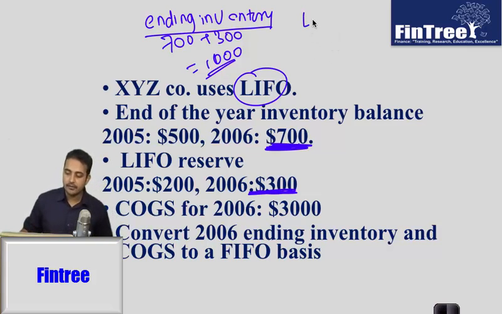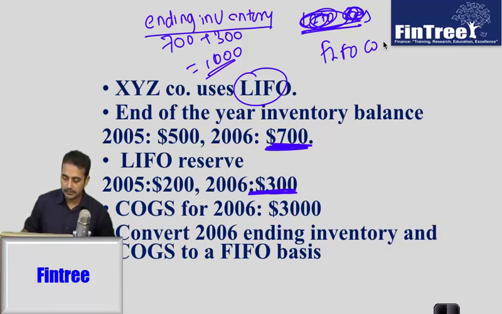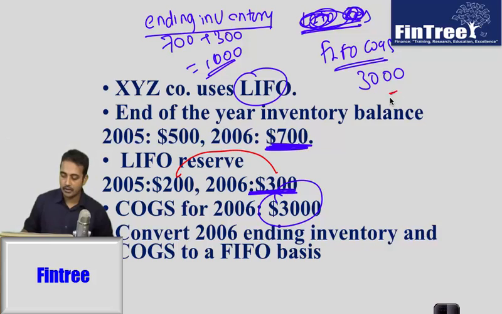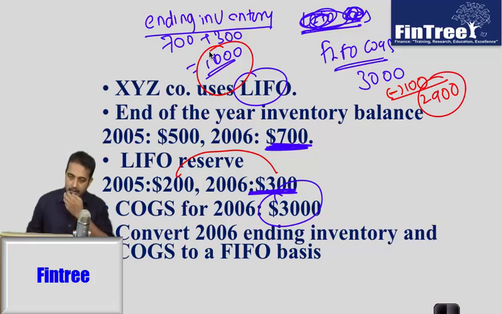Next one is FIFO COGS. So what is the LIFO COGS? 3000. And what is the amount by which LIFO reserve has increased? It has increased by 100. So minus 100, that will get us 2900. So 1000 and 2900 is your answer. Do you want to ask any questions here? Didn't understand? Let's move ahead.